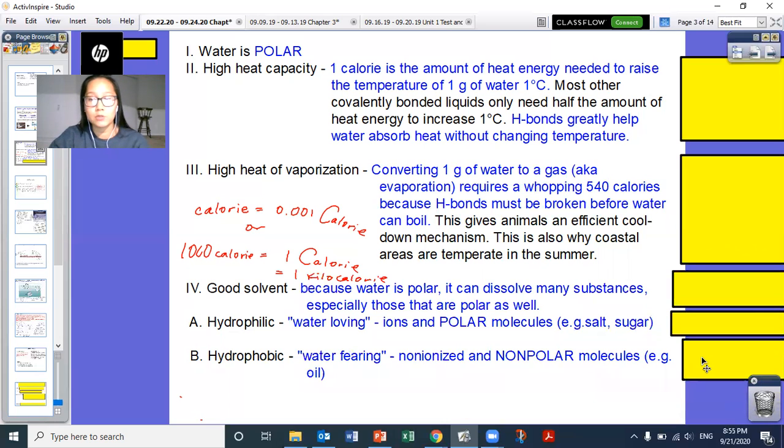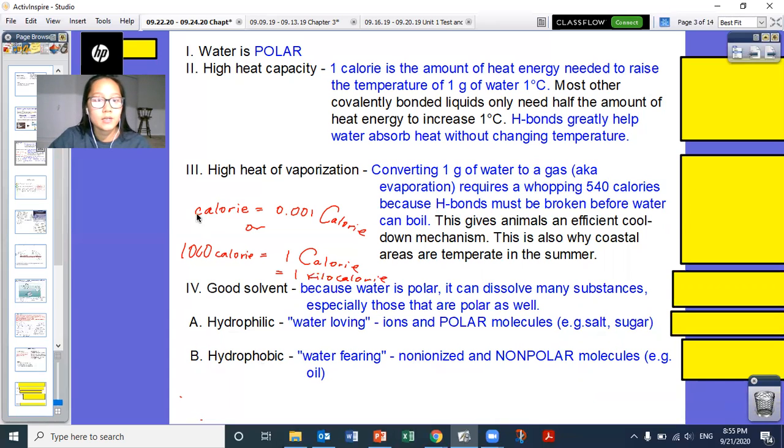Now, on the other hand, we have hydrophobic, which means water fearing, right? When you have a phobia of something, you have a fear of it. So non-ionized, so things that don't have a positive and negative charge, and then also non-polar molecules, for example oils, do not mix or interact with water.